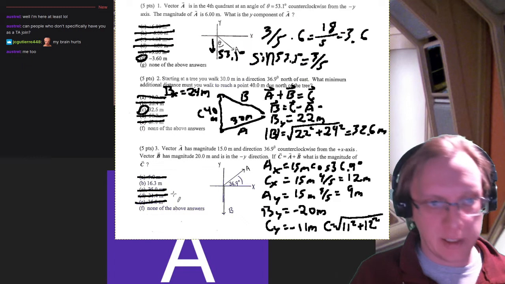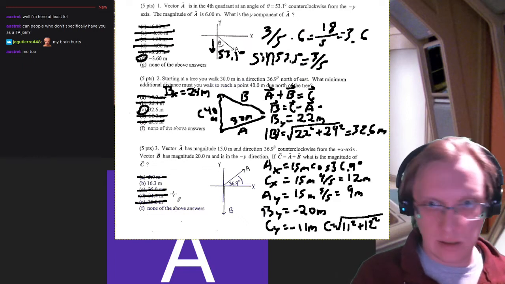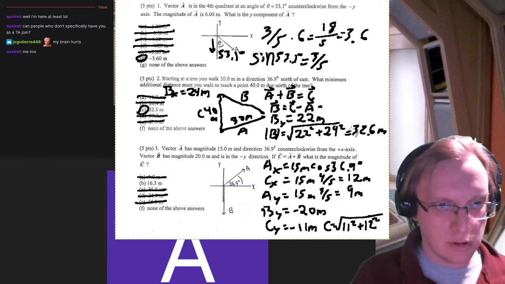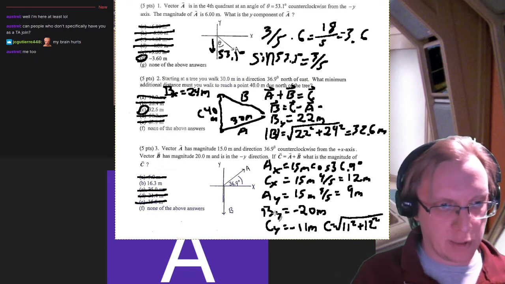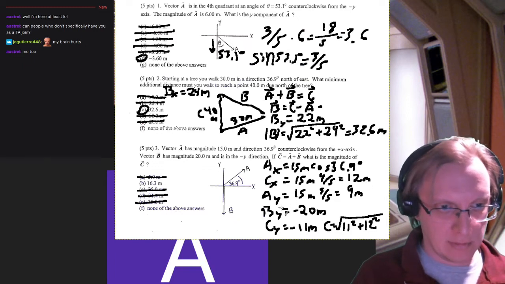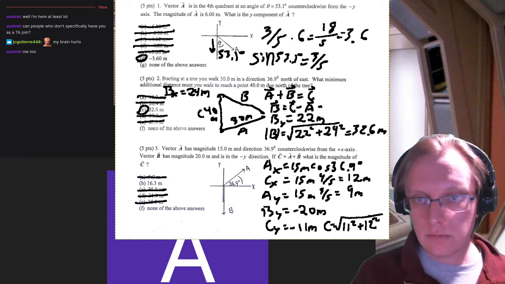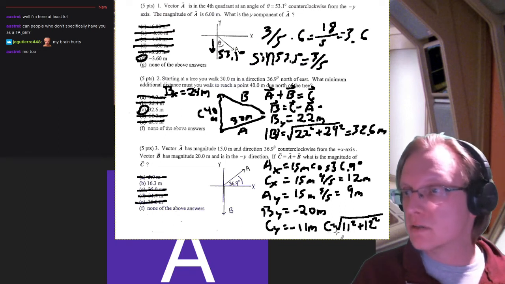Would it be negative 29? What's negative 29? So it's 31.4 for the y component. No, the y component is minus 11. So we have BY coming straight down is minus 20, and then my AY is coming up 9. So 9 minus 20 is minus 11. There we are. That makes more sense.